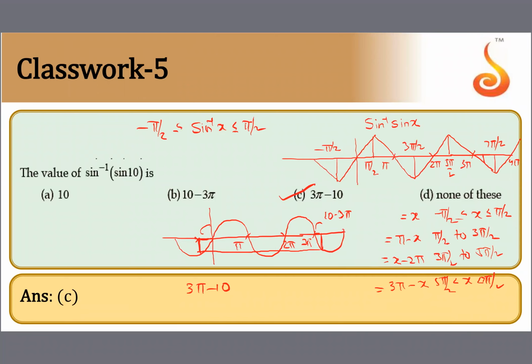Alternately, you can see this is slope 1, slope minus 1, slope 1, slope minus 1, slope 1, slope minus 1, like that. x, pi minus x, x minus 2 pi, 3 pi minus x, like that.